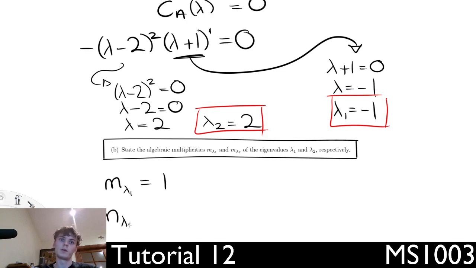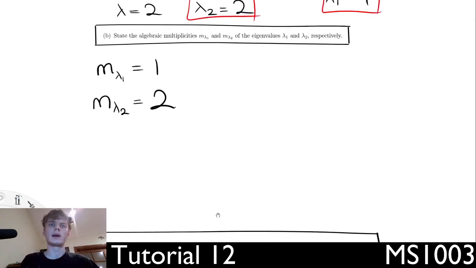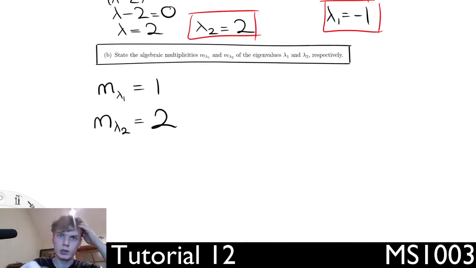M lambda 2, on the other hand, I go to the eigenvalue 2. This is the part of the characteristic polynomial with the 2 in it. And it's raised to the second power, which means that 2 is a double root of this polynomial. So the algebraic multiplicity of that 2 is 2. And I want to show, roughly speaking, what being a double root means.